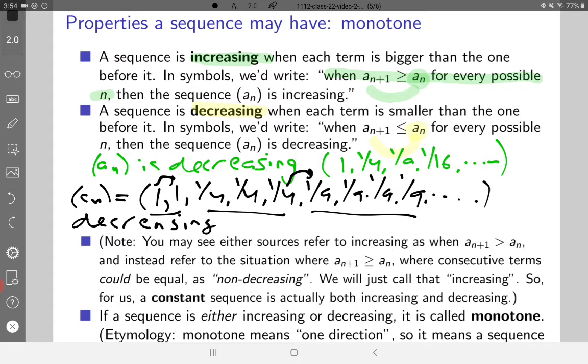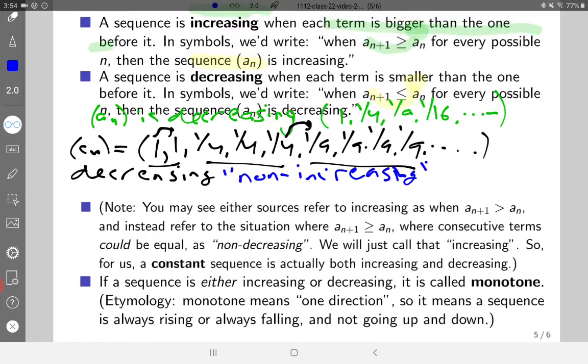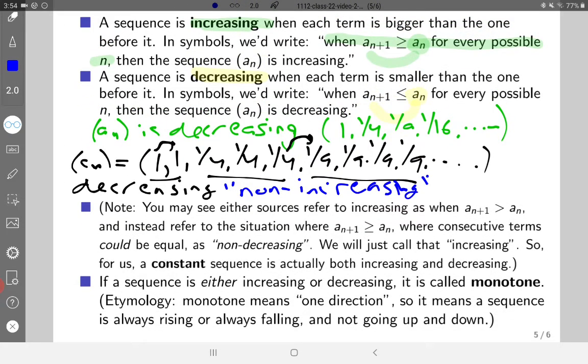Or in other words, you might see the example that we're looking at right now called non-increasing, because the terms never go up. They either stay the same or they drop down a bit. So it's not increasing anywhere. But this is just a quibble of terminology. And the word monotone is used in math to mean same direction, one tone. So if a sequence is either always rising or always falling, so if it's increasing or decreasing, then we're just going to call it monotone to cover both of those possibilities.